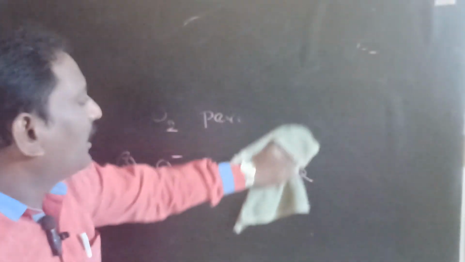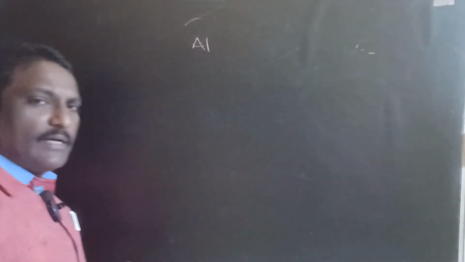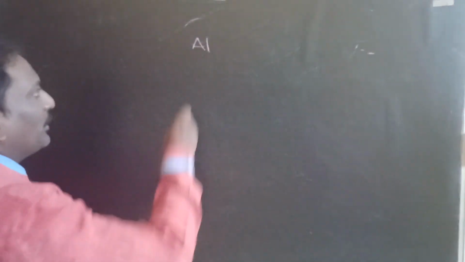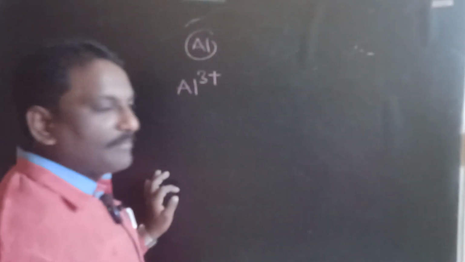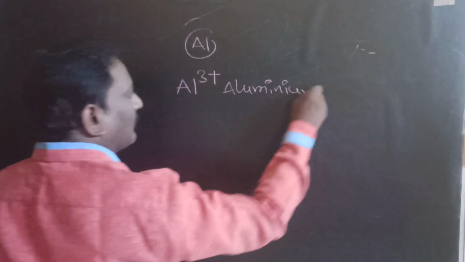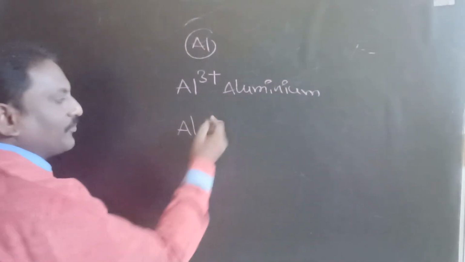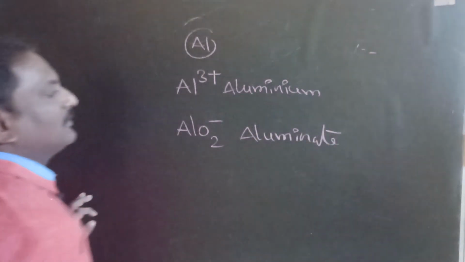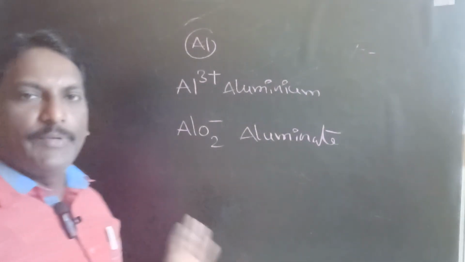Ions based on aluminum. There are a number of ions, but I would like to stress the very important ones. Those ions help to overcome some drawbacks in class 10 chemistry. Al3 plus, aluminum ion. AlO2 minus, very important, aluminate ion. So these are the ions based on aluminum.